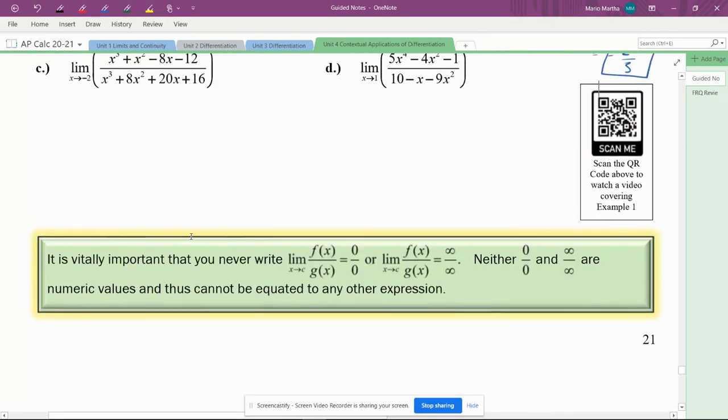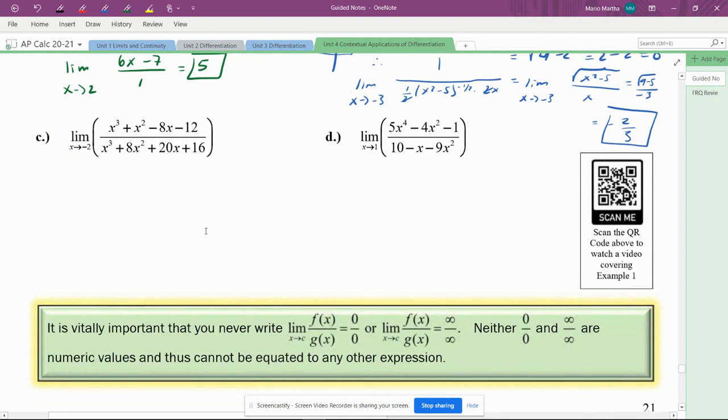And then moving on to C. Same thing. We're going to be looking at the limit as x approaches negative 2 of x cubed plus x squared minus 8x minus 12, over x cubed plus 8x squared plus 20x plus 16.